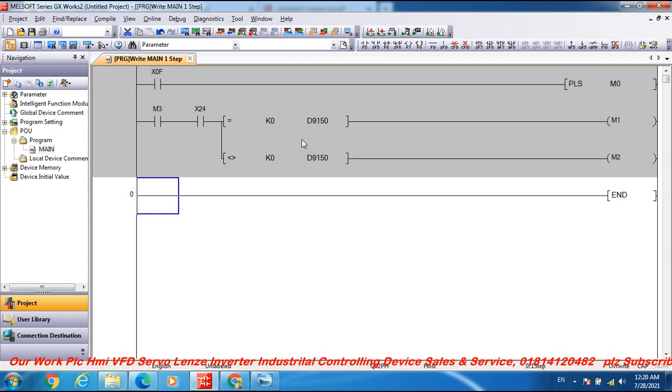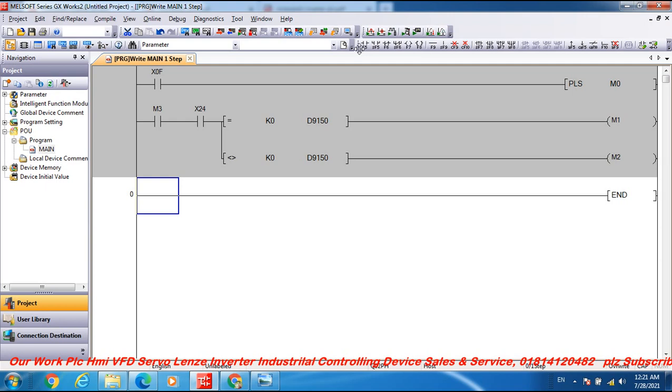And this function checks whether the set frequency write RAM completion signal is turned on, whether the write was performed normally or not.